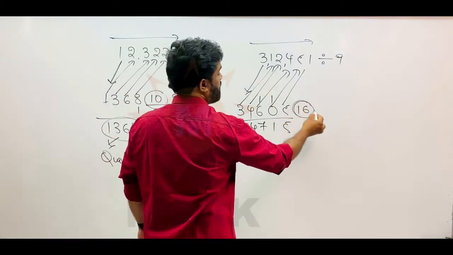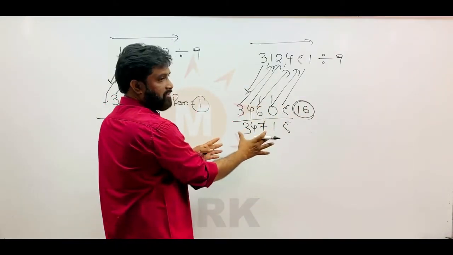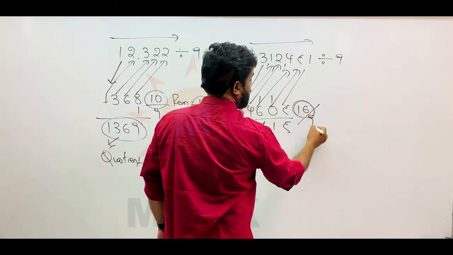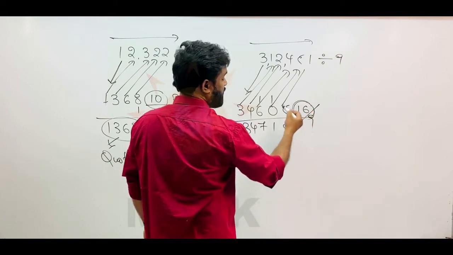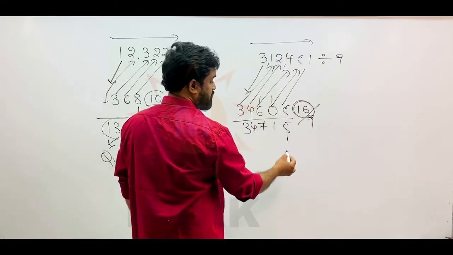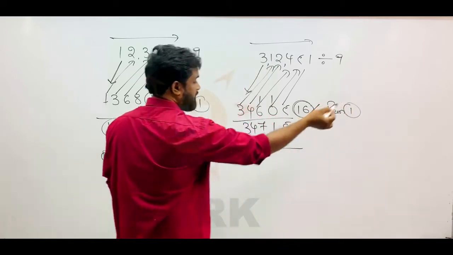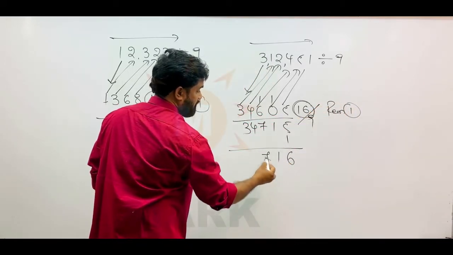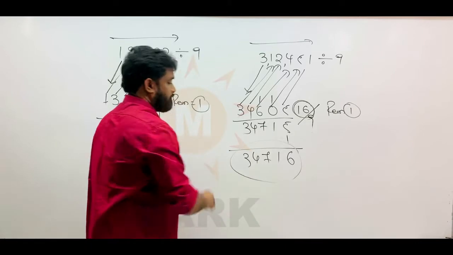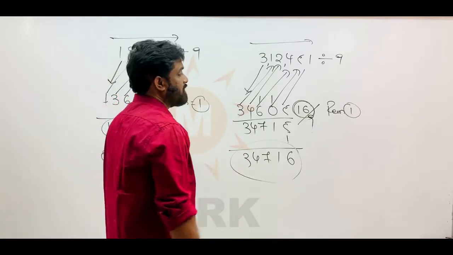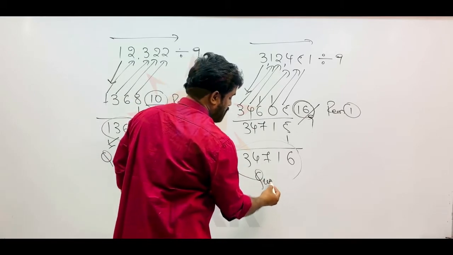16 cannot be the remainder. Now with carry forwards I have taken the quotient, 16 cannot be the remainder. So I am dividing this 16 by 9 one more time. So how many times it goes? 9, one time. So quotient is adding up here. So remainder? Remainder is 1. So final remainder is 1, 6, 1, 7, 4, 3. Okay, 3, 4, 7, 1, 6, 34,716 is the quotient. This is the final quotient that you get.